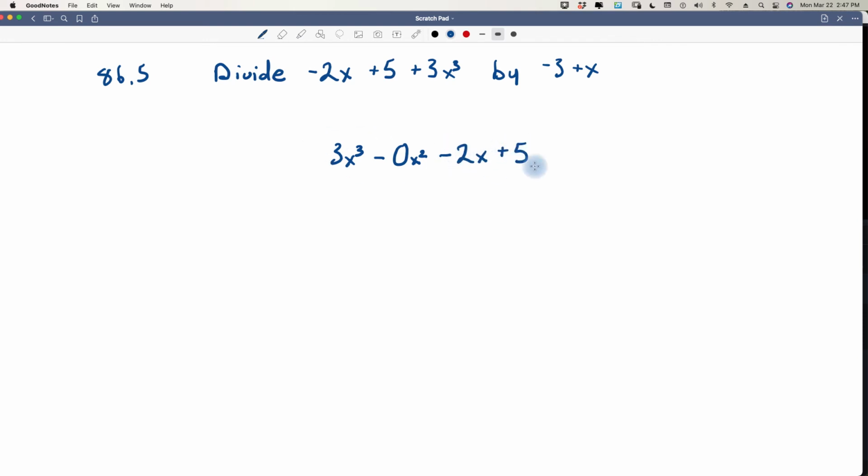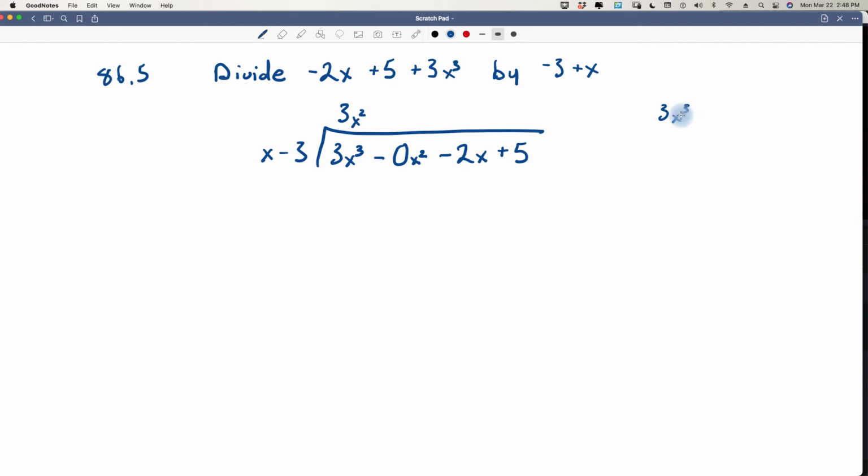Now we have all 4 terms, and we're going to put that here, and we're going to rearrange this so that it's in descending order of the variable. So we're going to have x minus 3. Okay, so let's begin. We have x goes into 3x cubed, 3x squared. How did we get that?